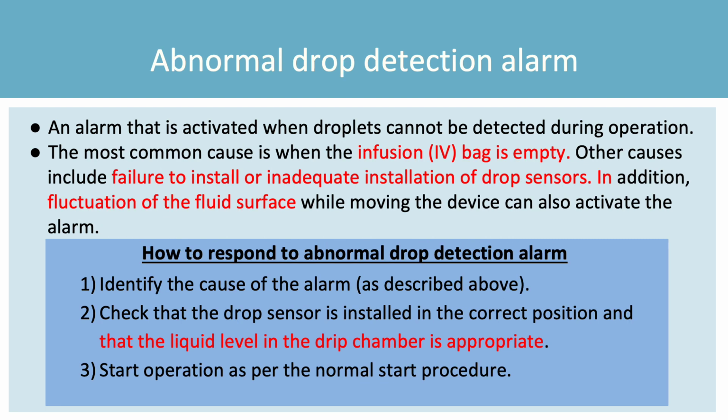The abnormal drop alarm is activated when a drop cannot be detected during operation of an infusion pump. The most common cause of the alarm is when the infusion is complete and the bag becomes empty. Other causes include unattached or inadequately attached drop sensors, and also fluctuation of the liquid surface during movement can cause the alarm to occur. Users should resolve those alarm conditions by following the procedures described in the slide.